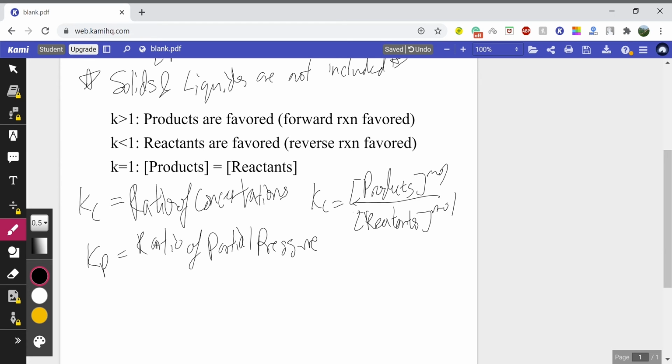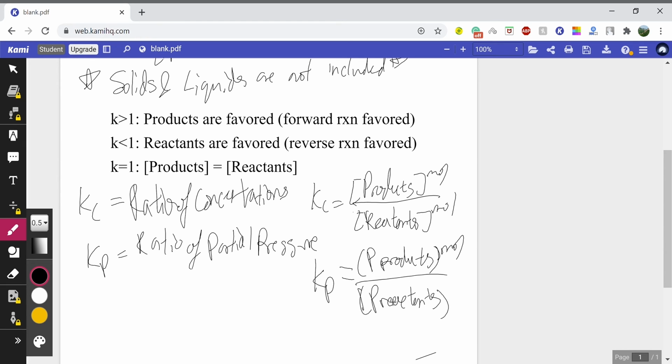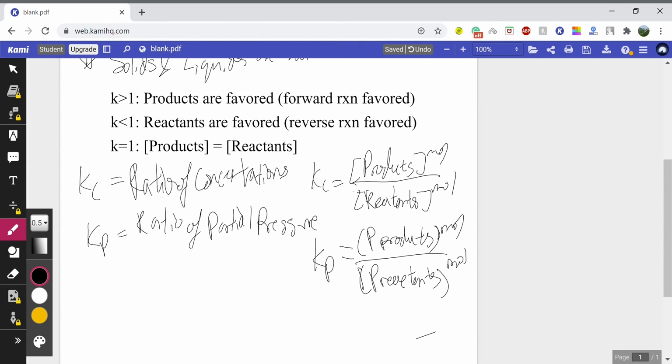And similarly with the same formula, except a little bit different. Kp is equal to the partial pressure of products to the moles power divided by the partial pressure of reactants to the moles power. Now notice how concentration is used with brackets and everything else is used with parentheses. And during the AP exam, you have to represent concentration in brackets.